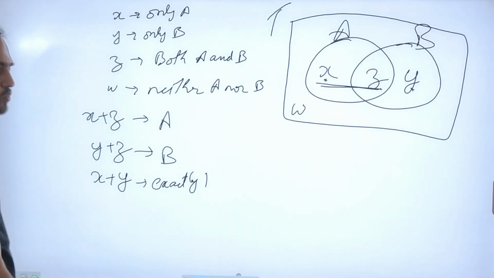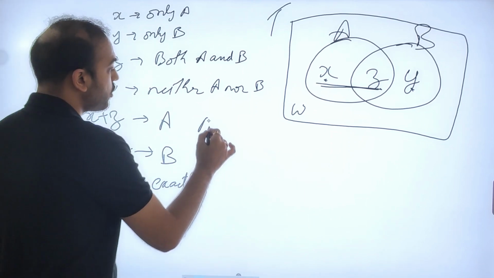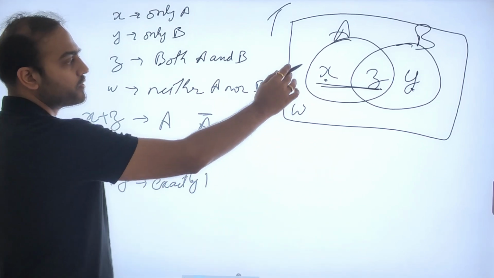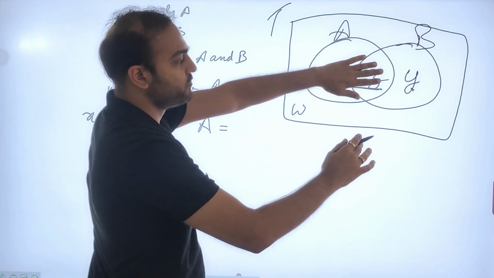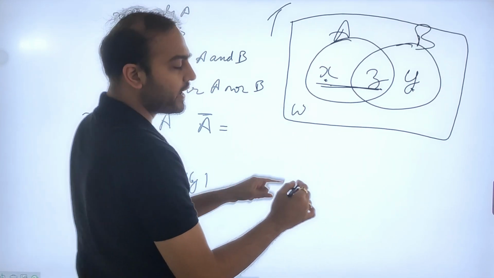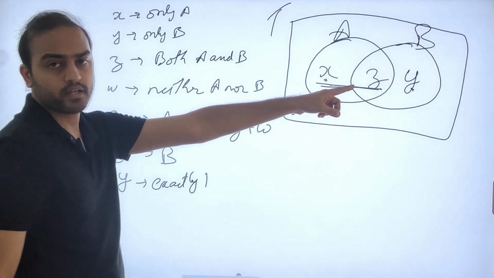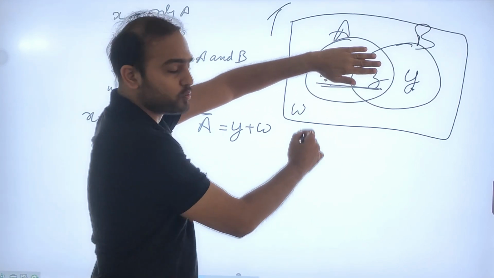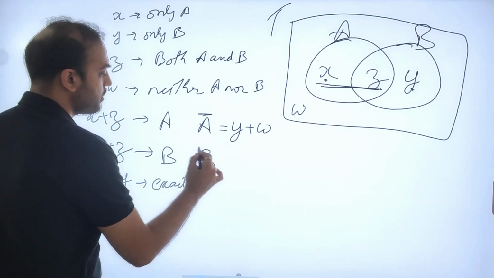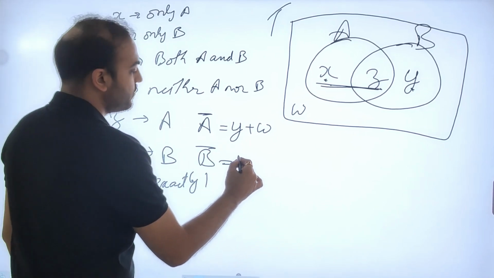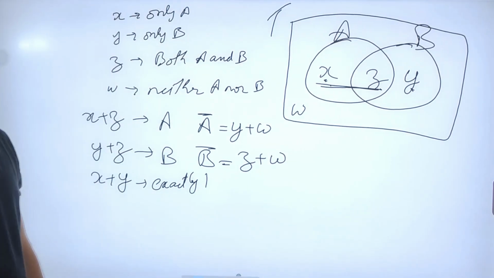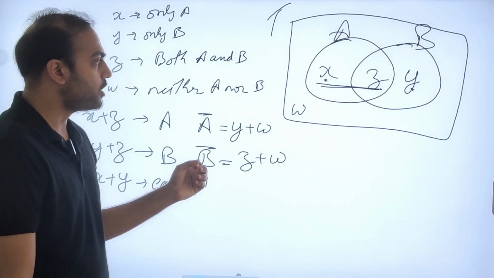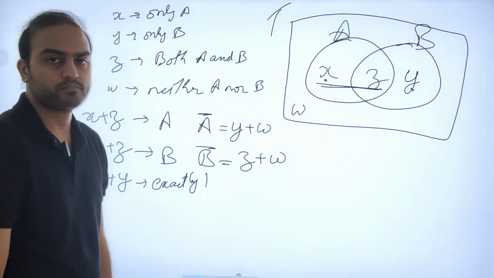People not belonging to set A will be total not A. If I hide A, what is left? Y and W. Don't just think Y. Not belonging to set A, you have Y and W. Likewise, not belonging to set B will be Z plus W. So people not belonging to set A, that's Y plus W. Not belonging to set B is Z plus W.